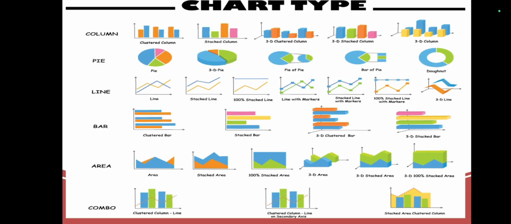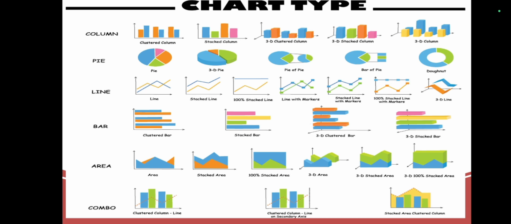Here are the examples of chart. Sa column, ganito. Sa pie chart, something like that. Pwede yung 2D, yung 3D, or yung dalawang circles, or yung donut. Next, we have the line. As from the word itself, line. Line lang talaga siya. Bar graph, clustered bar, stack bar, 3D clustered bar, or the 3D stack bar. Next, we have the area. Area, stack area, 100% stack area, 3D area, 3D stack area, 3D 100% stack area.